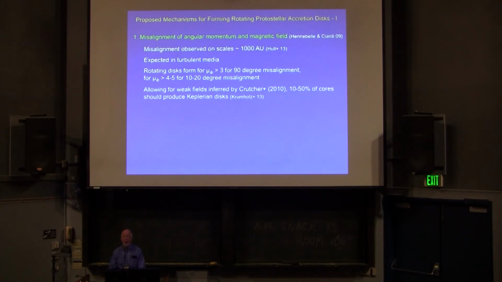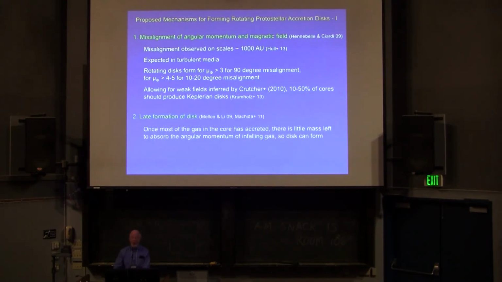So what Mark showed in a paper this year is that if you allow for these weak fields that Crutcher inferred, and this misalignment effect, assuming that it's random, then you conclude that 10 to 50% of the cores should produce Keplerian disks. So another idea is that the disk just forms late. The idea here is that the reason magnetic braking works is that as the gas comes in and falls toward the star, it is essentially transmitting its angular momentum to the gas that's farther out.